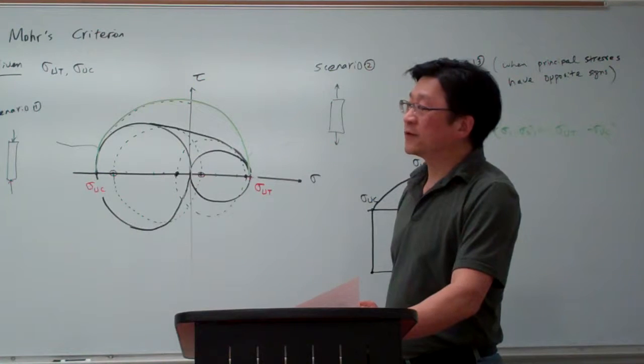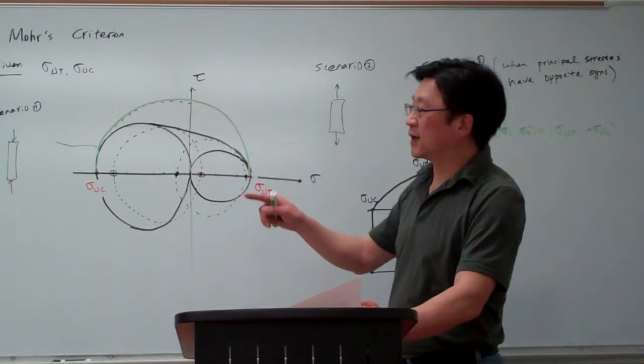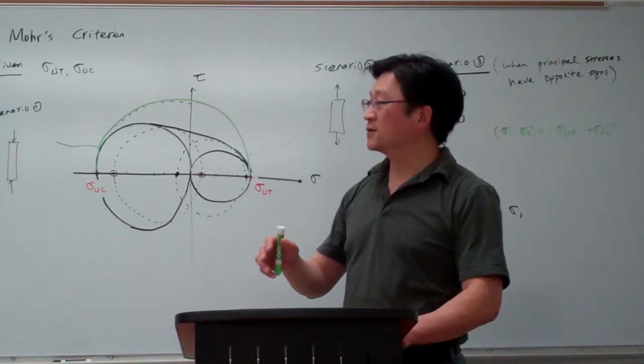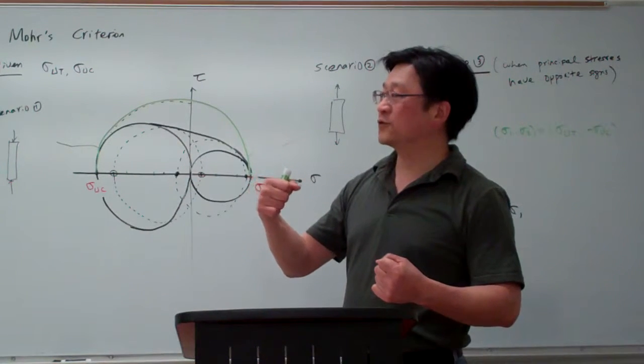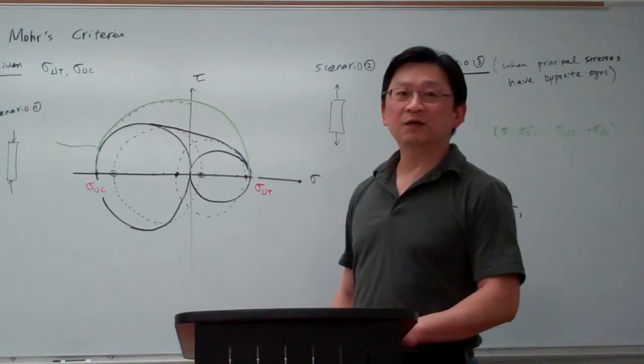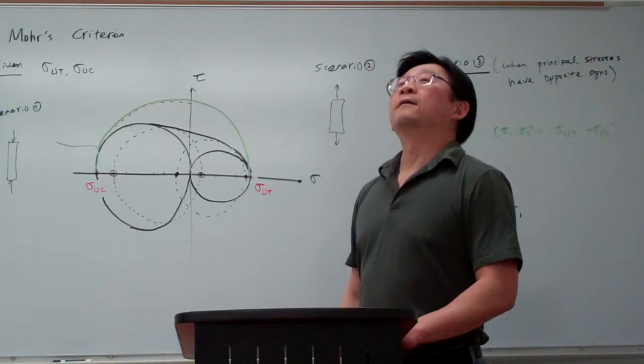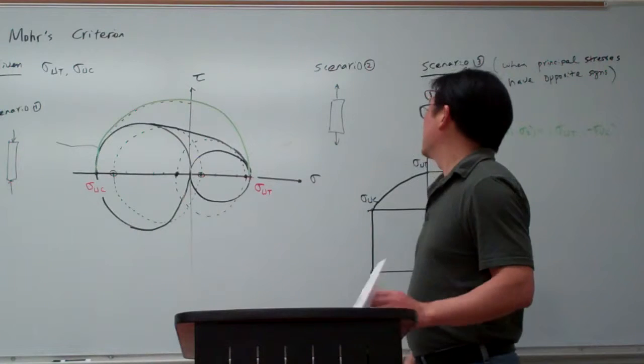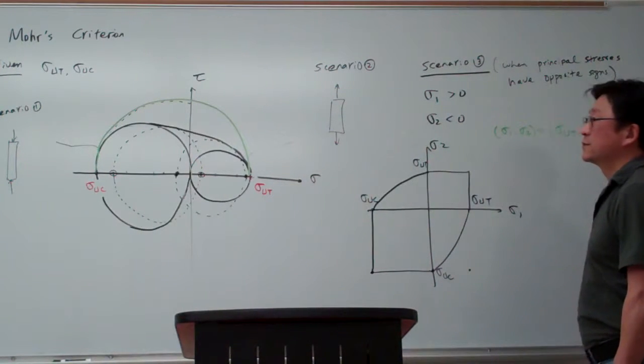For general materials, sigma ut is the ultimate stress due to tension, and usually we're assuming it is not equal to the ultimate stress in compression. So you wouldn't be able to draw that whole circle for scenario 3, because you pick one point and then you just take the negative of the other point.